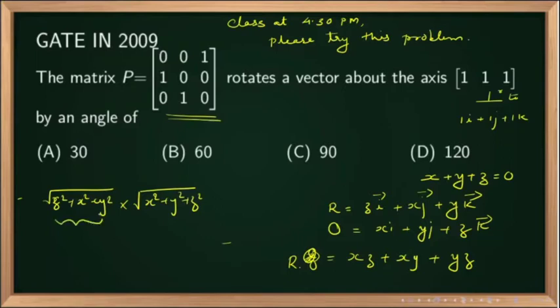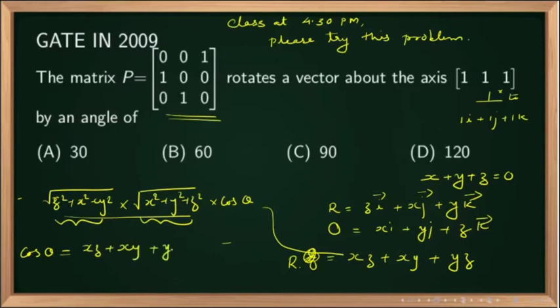So magnitude of first vector into magnitude of second vector into cosine of angle between the two vectors is equal to dot product. What is the dot product? Dot product is this term, correct? So I can write cos theta will be equal to this dot product divided by this term. So that is hz plus hy plus yz whole divided by, these two terms being the same, their product is going to be h square plus y square plus z square, correct?